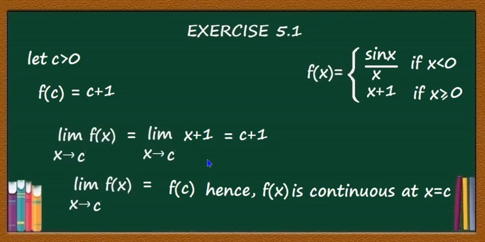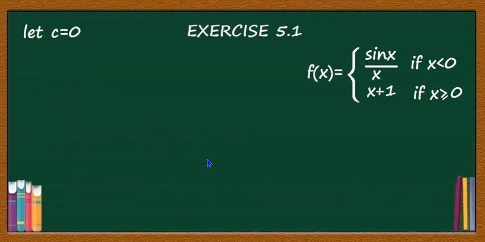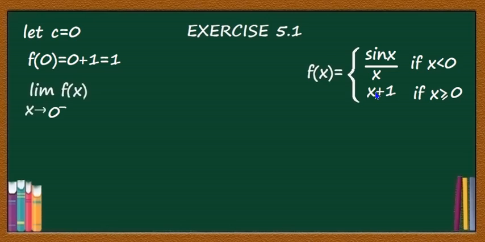Now let us check the continuity when c is equal to 0. What is f of c, that is f of 0? When it is 0, it is x plus 1, that is 0 plus 1, equal to 1. And limit x tending to 0 minus of f of x is equal to limit x tending to 0 minus of, what is f of x? Sin x by x, because when x is less than 0, it is sin x by x. And you know this standard limit, limit x tending to 0 of sin x by x equal to 1.